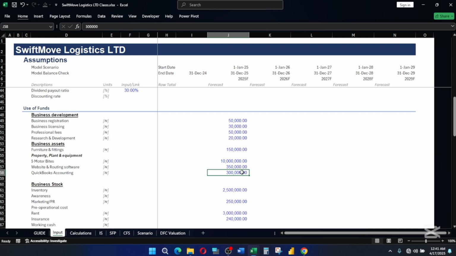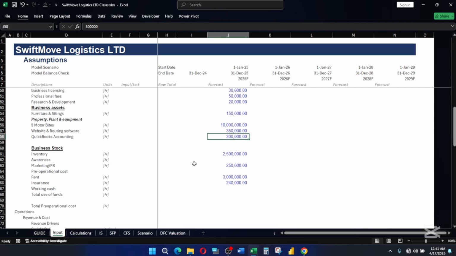So you can see that this is how we are breaking down how we are going to use the money we obtain from our investors. That's from equity financiers and our debt financiers, right? Then we have the business stocks. What's the value of the business stock we want to have in stock? We want 2.5 million naira, and for awareness we have this amount, which is going to be for marketing and PR as publication.